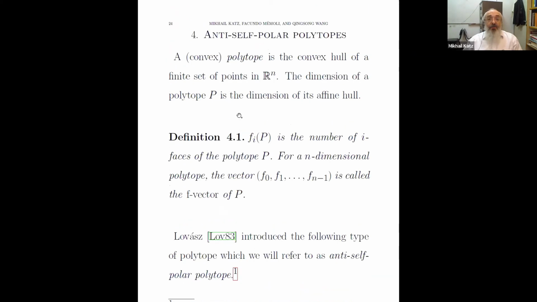So let's try to go over this idea of anti-self-polar polytopes. First of all, let's denote, as is traditional in the literature, by f_i the number of i-faces of a polytope P. And then the string of integers f_0 up to f_{n-1} is called the f-vector. And Lovász introduced a certain type of polytope in his paper many years ago. We will call it anti-self-polar because that's the most descriptive definition.